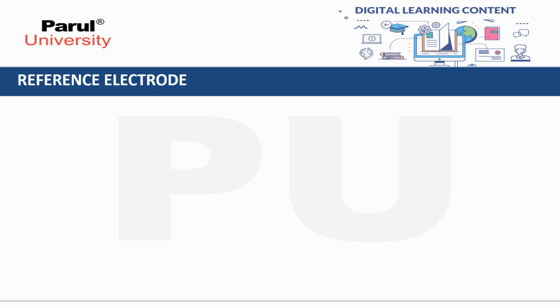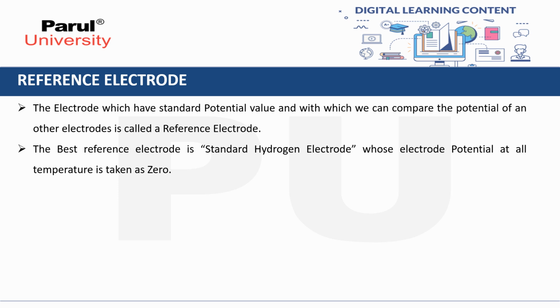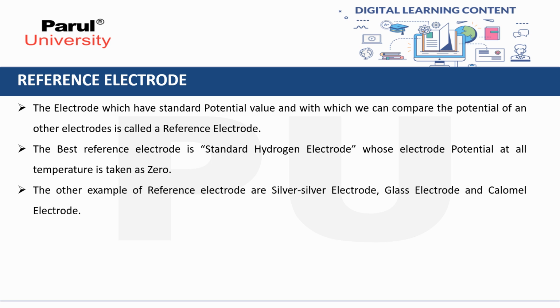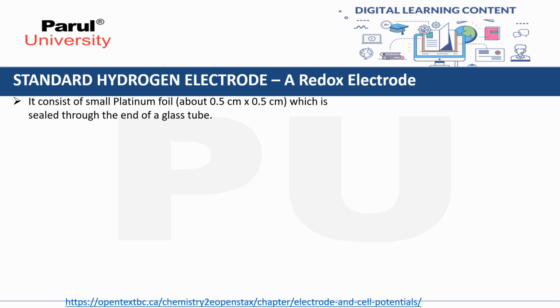With respect to this knowledge, now we will see what a reference electrode is. The electrode which has a standard potential value and with which we can compare the potential of another electrode is called a reference electrode. The best reference electrode is the standard hydrogen electrode, whose electrode potential at all temperatures is considered to be zero. Other examples of reference electrodes are the silver electrode, glass electrode, and many more.